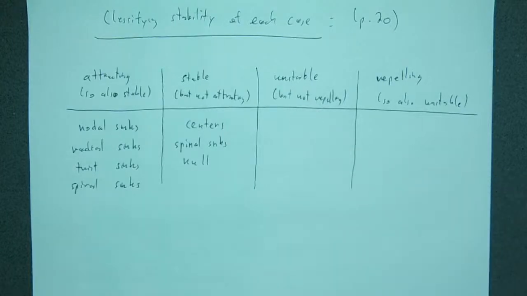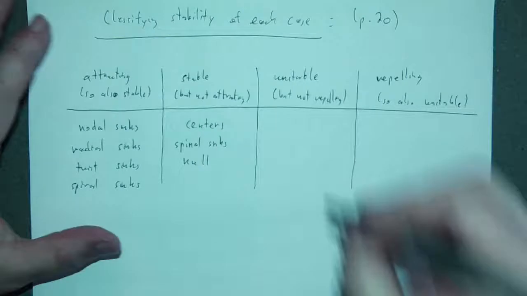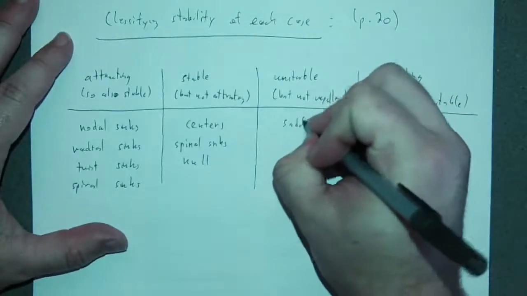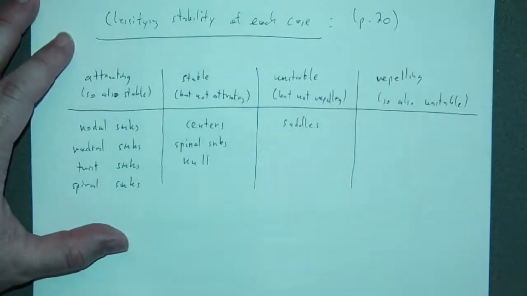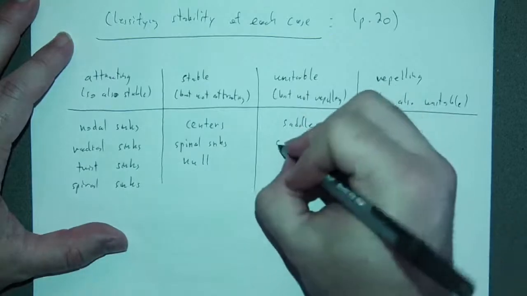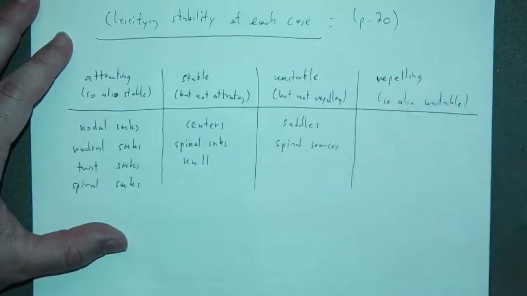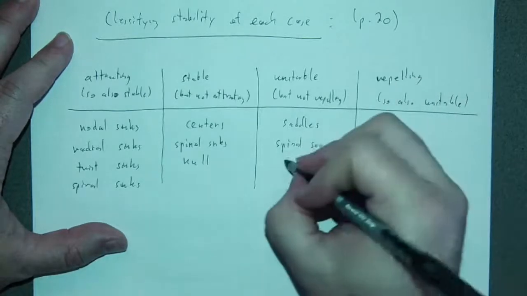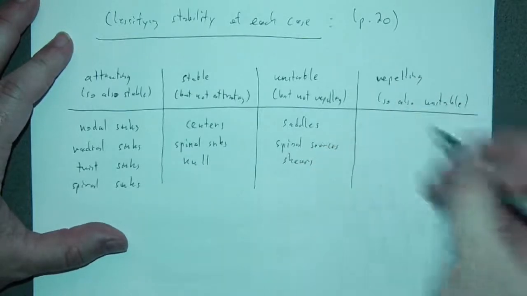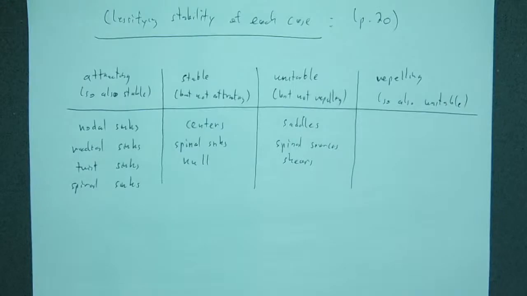All right, what about unstable but not repelling? Well, there's saddles. Okay, spinal sources. And shears. Well, we have a picture of shears.